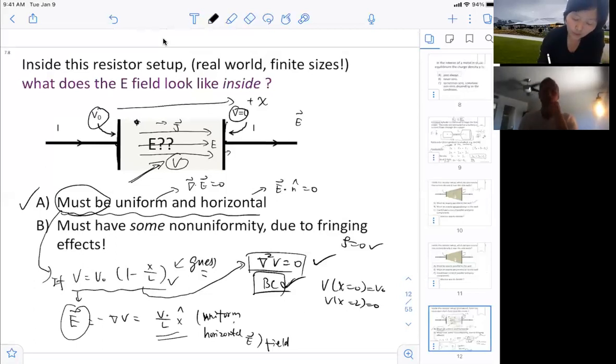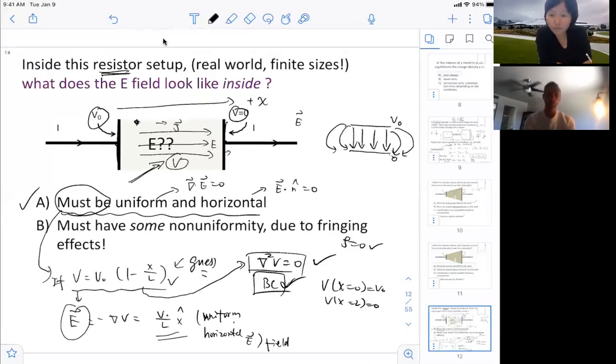But if we recall the actual capacitor, remember, this is a resistor. This is not a capacitor. A capacitor is a plate here and a plate there, at V naught and 0, and in between is like this, just like we derived. But for a capacitor, you have some fringe effects. Here for a resistor, we do not have a fringe effect. It's really parallel to the boundary, uniform and horizontal.